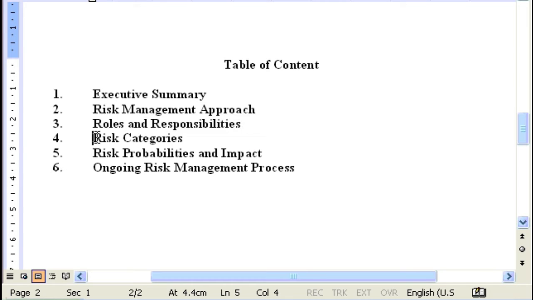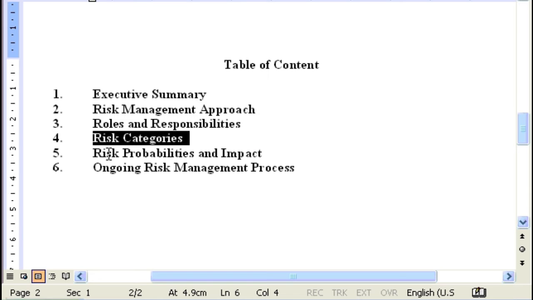You'll define the risk categories. How are you going to categorize risks? Categorize risk by technology, by human resources, by business, specific criteria, specific categories for how you're going to identify and categorize the individual risks that you're going to be tracking on your project.